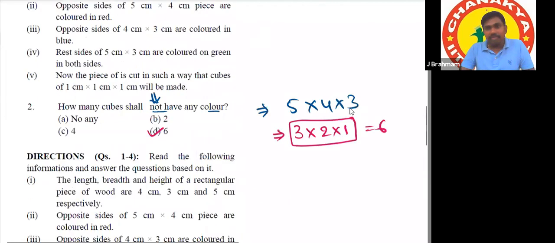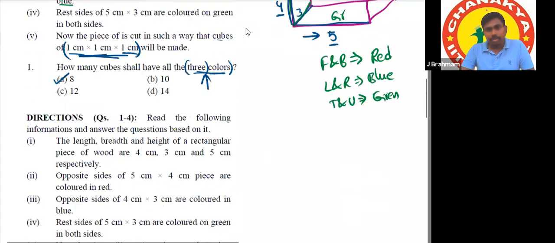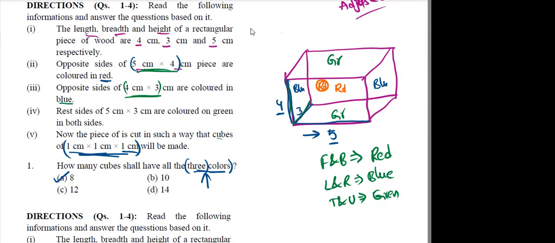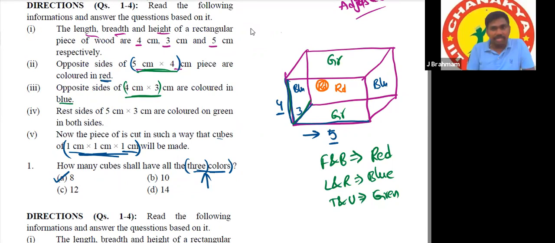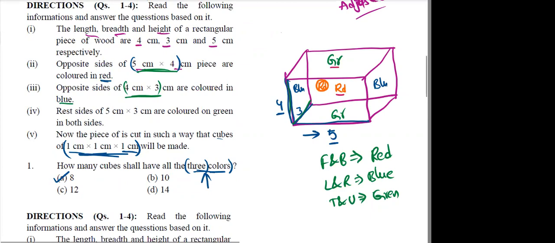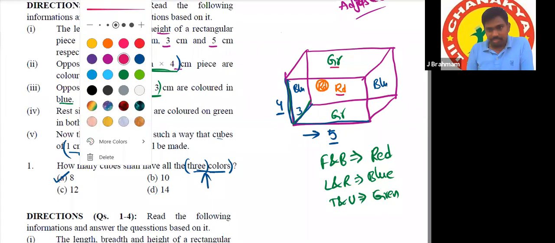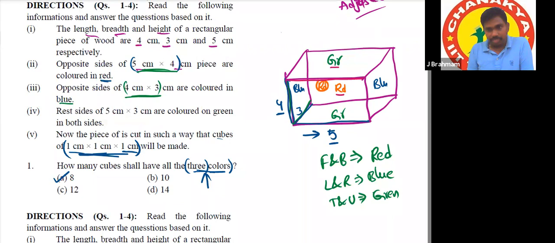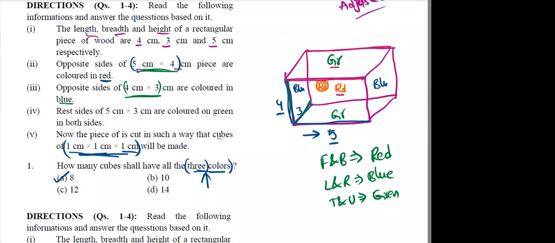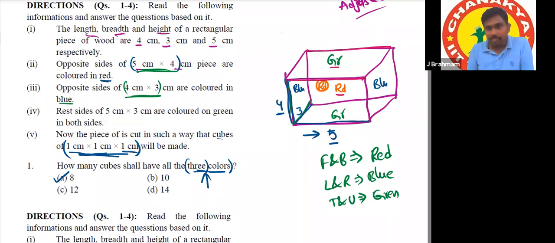So red and green are available in front and back, top and bottom. In combination of these green and red, how many edges are available? 4 edges. Okay, let me count. This is 1 edge, this is the second edge. I think it is better to use a different color. 1 edge, second edge, third edge, and fourth edge.